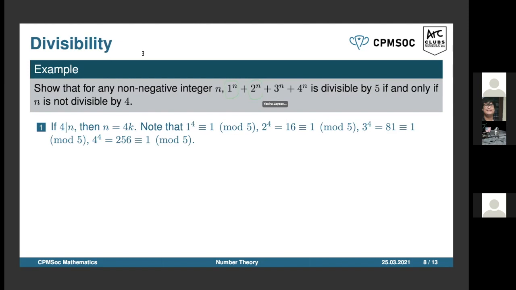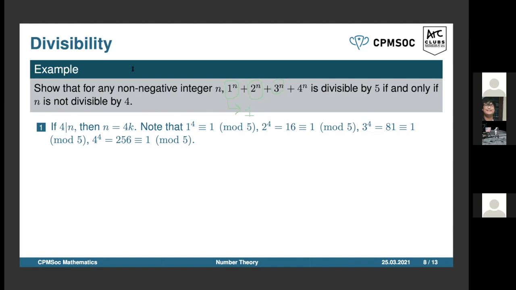So what happens to these individual terms when you take them to the power of n? So let's start with number 1. So 1 to the power of n is always going to equal 1 when n is a non-negative integer. So this will always equal 1. So what happens to 2 to the n?